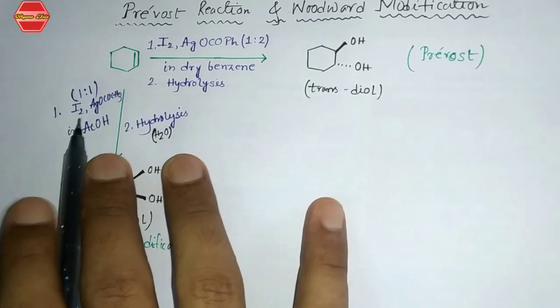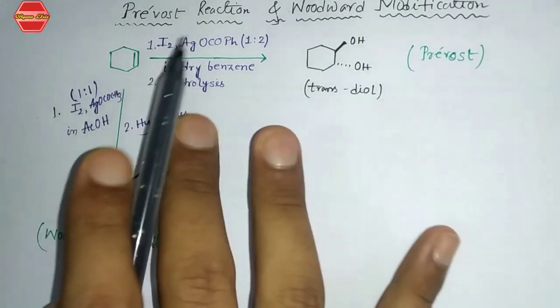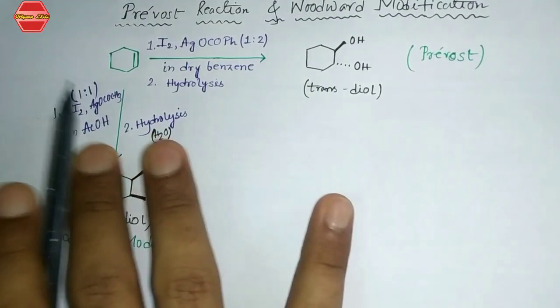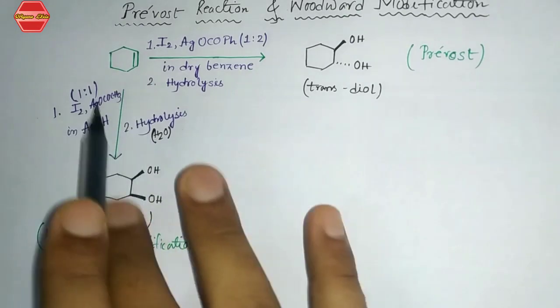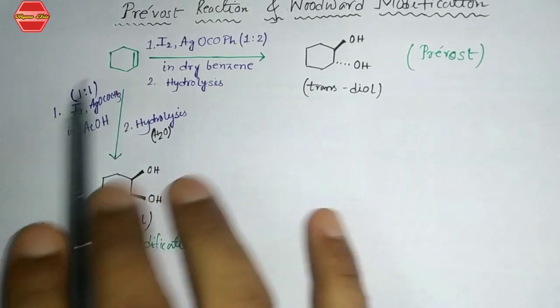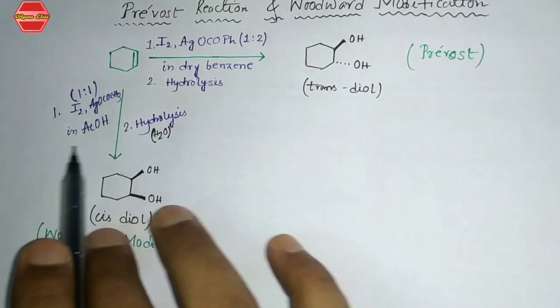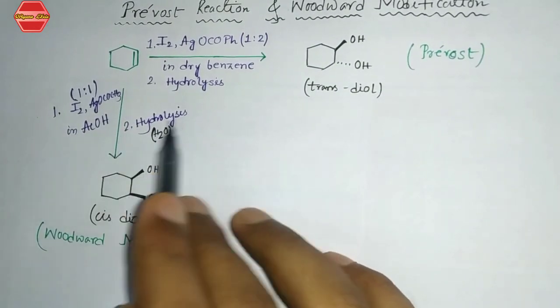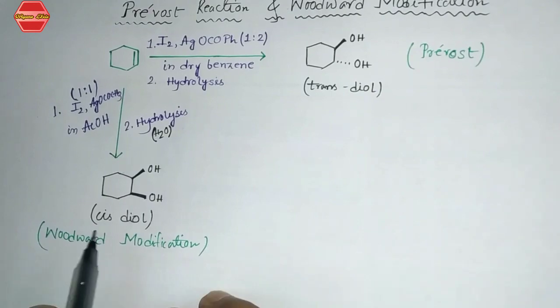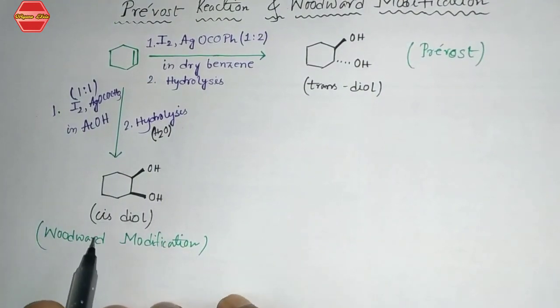And if we use the same reagent, I2 and AgOCOCH3, the amount is also very important for this reaction, that is 1:1, not 1:2. Keep this in your mind, and it is in presence of acid. This is not an inert solvent; acetic acid is used in this case, and the second step is hydrolysis. Then we get our product, that is the cis-diol.